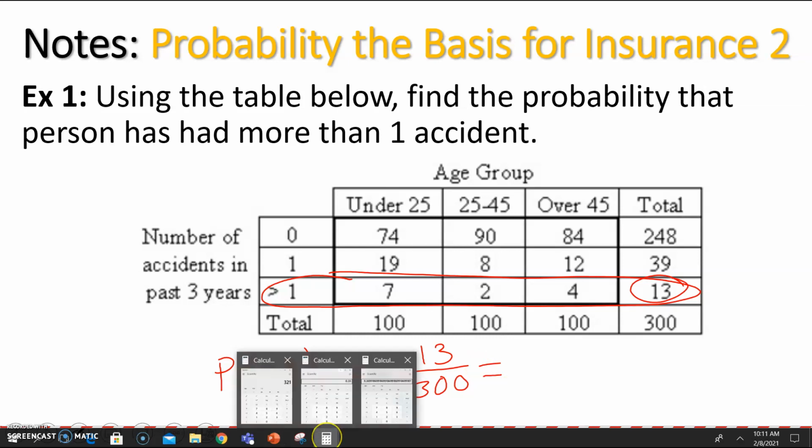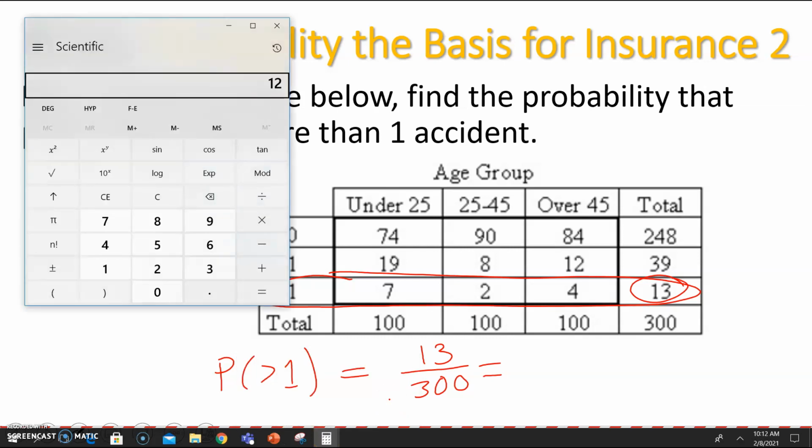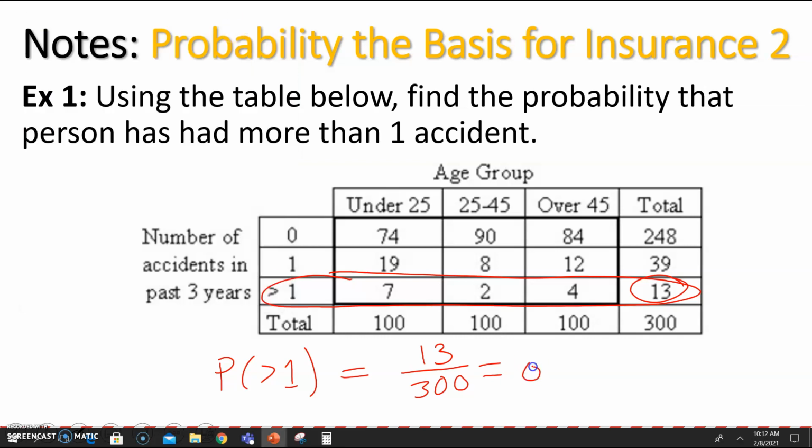or let's use our calculator. So 13 over 300, or 0.043, or a 4.3% chance. So we have a 4.3% chance of having more than one accident in a 3-year time period. Now, automobile insurance companies use this sort of information to make determinations on how much to charge different people, different age groups, etc.